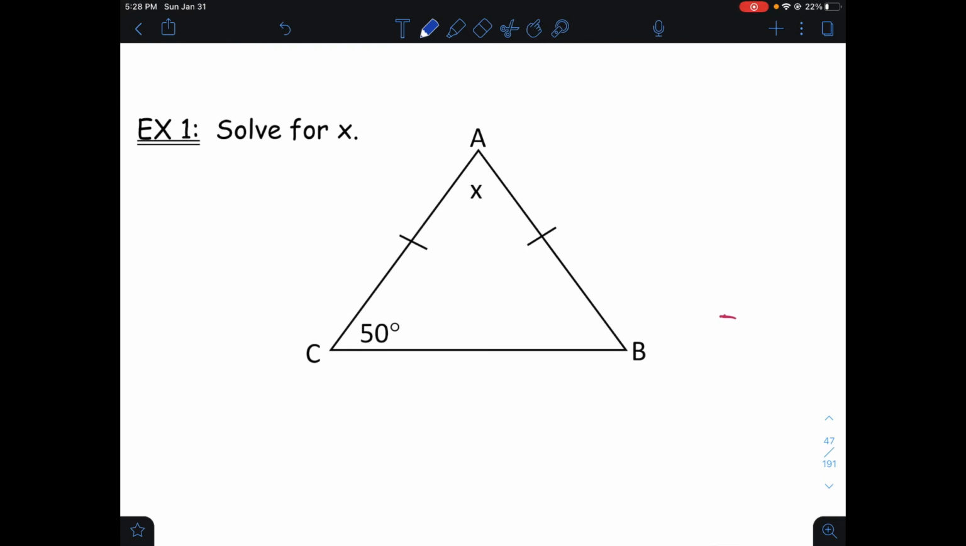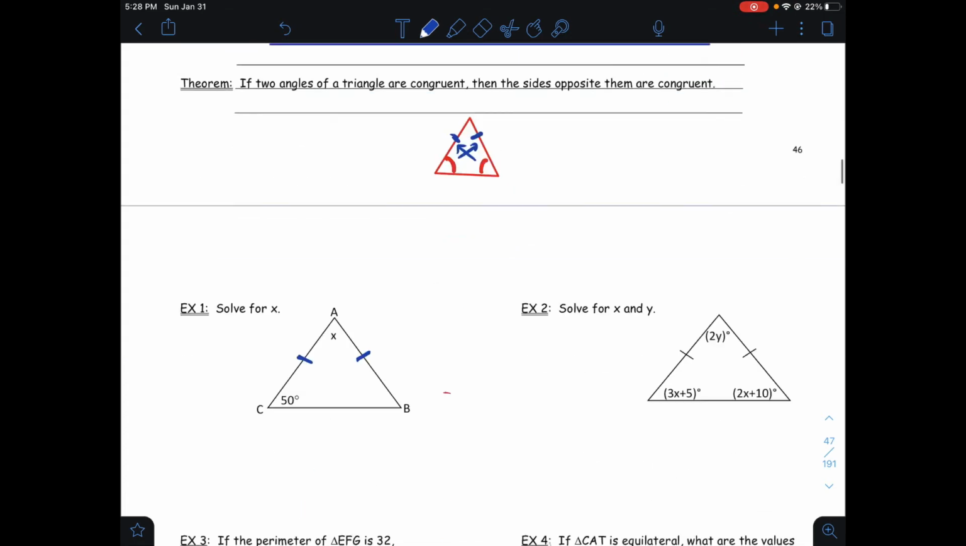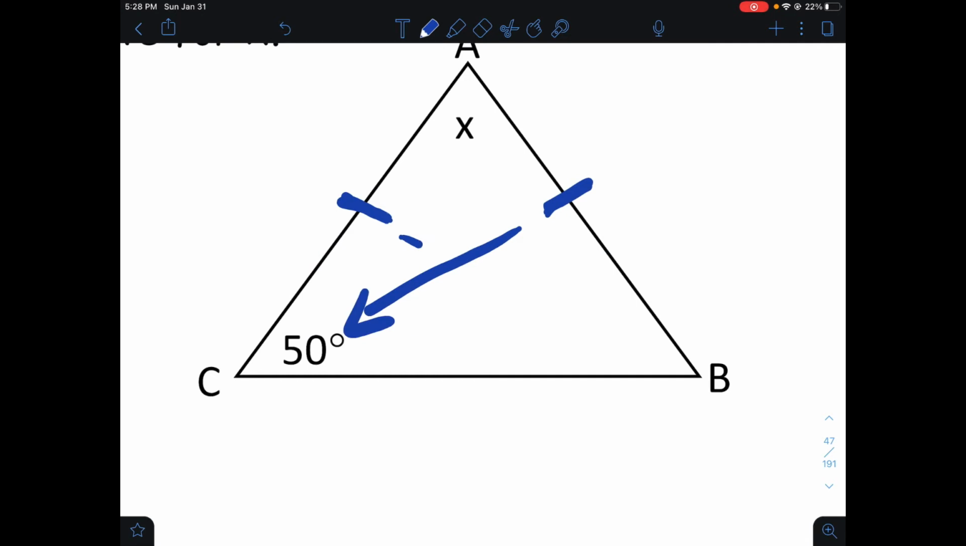It says solve for x. All right. So they do have these little tick marks here, which mean that those two sides are congruent. So we definitely have an isosceles triangle happening here, right? We got two sides that are congruent. And using this theorem, if two sides of a triangle are congruent, then the angles opposite them are congruent. So we can use that idea. That means that these guys are going to be congruent. And if this guy's 50, that means that this guy needs to be 50. That's kind of hard to read there. There we go. 50 degrees.